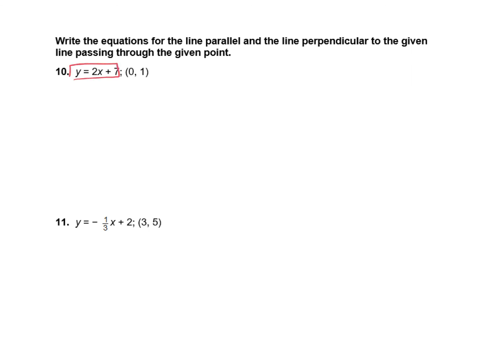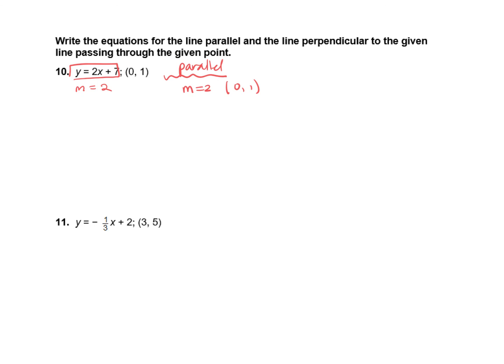We want to identify the slope of the line they gave us. So this slope is equal to 2. That's slope-intercept form. The slope is the number in front of the x. So a parallel line, we'll do parallel first, is going to use the same slope. So we want to use a slope of 2, but with that ordered pair of 0, 1.